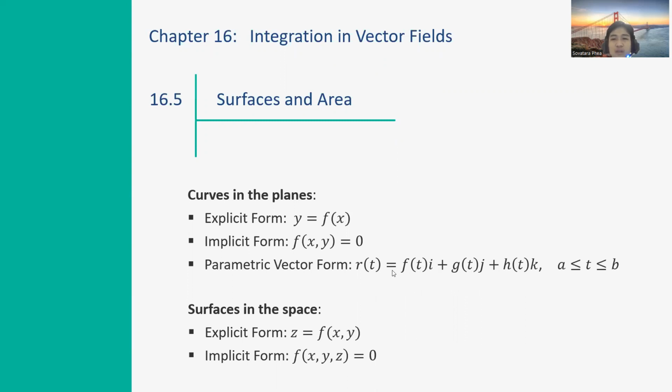And we also define surfaces in space, like curves. Here we have explicit z equal to f of x and y, implicit f of x, y and z equal to 0. So in this section, we're going to find the surface in parametric vector form, and also we're going to find the area of those surfaces in space.